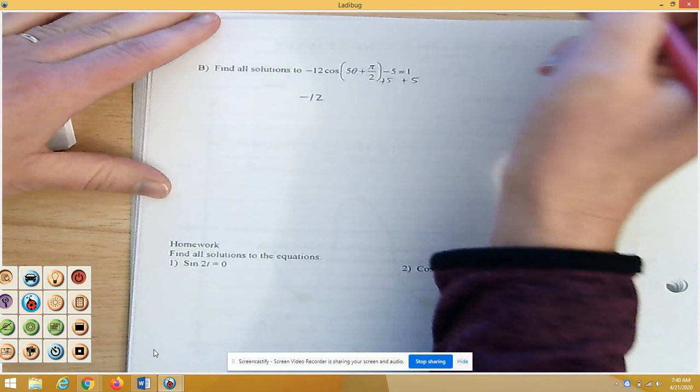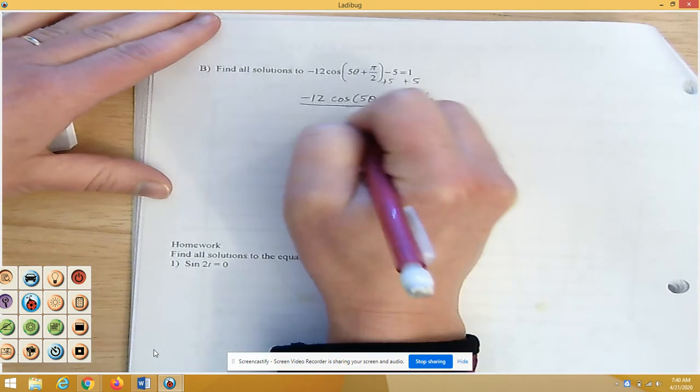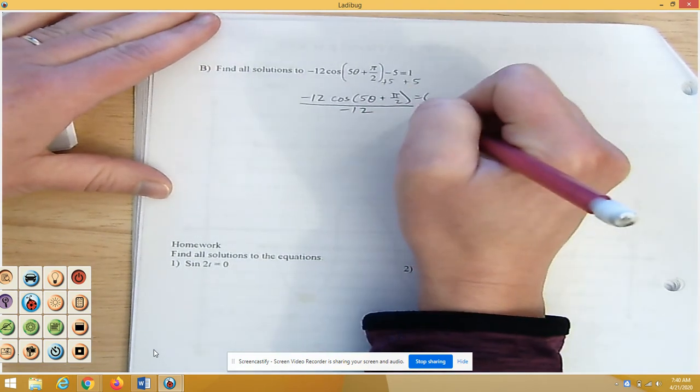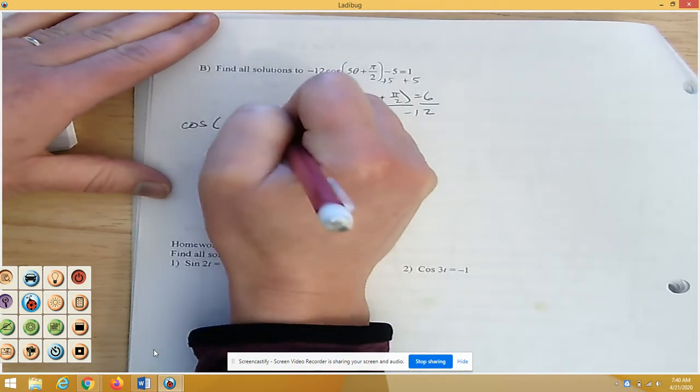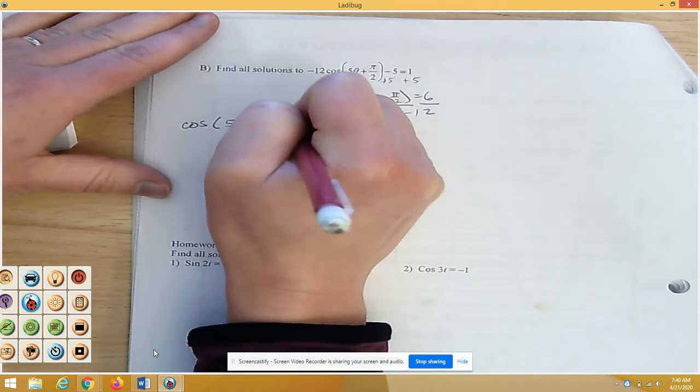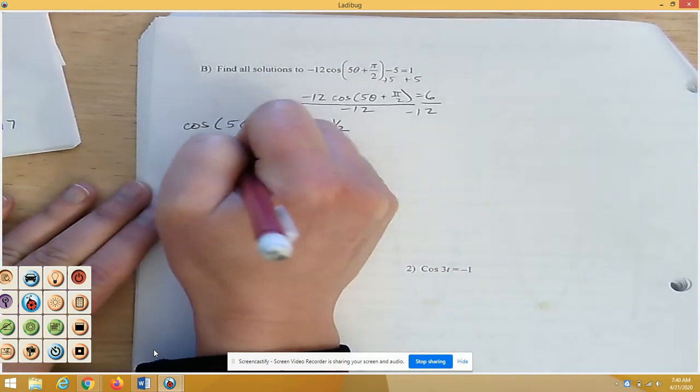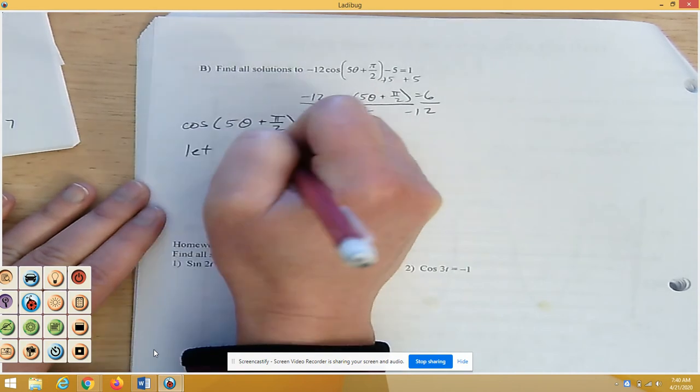I'm going to divide each side by negative 12. So I'm getting the cosine of 5 theta plus pi over 2 equals negative 1. Okay, and now what we're going to do is we are going to let A equal 5 theta plus pi over 2.